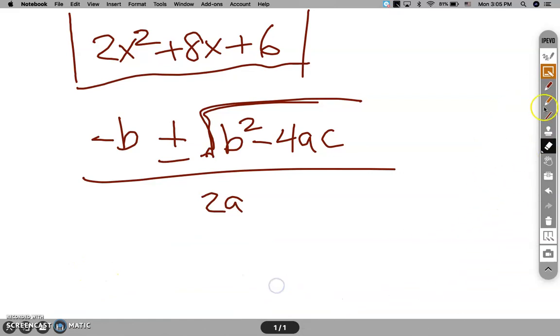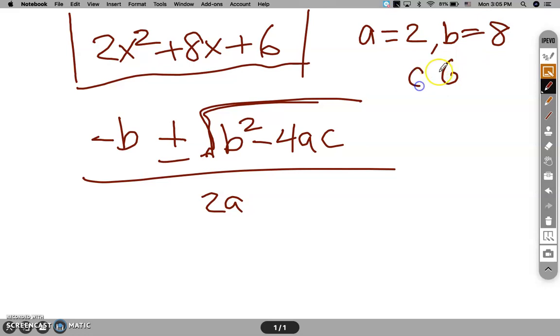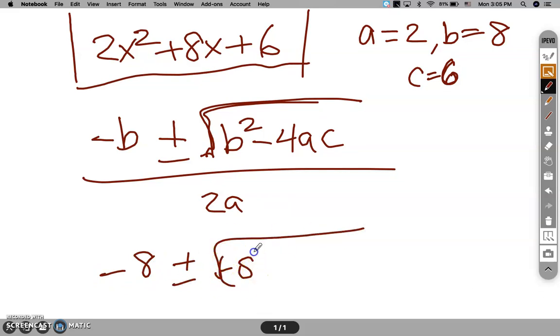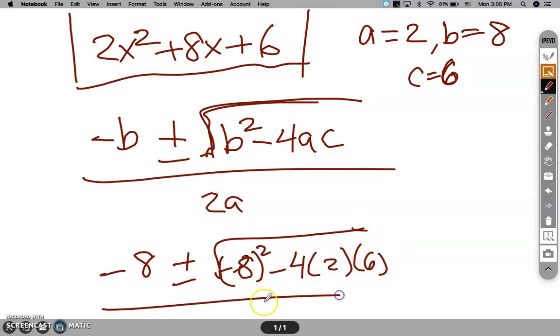So that's a very simple way of finding what a, b, and c are. And then you just find those values and plug them in. So in this case, a will be 2, b will be 8, and c will be 6, okay? So minus b, so minus 8 plus or minus the square root of 8 squared minus 4 times 2 times 6, divided by 2 times 2, okay?